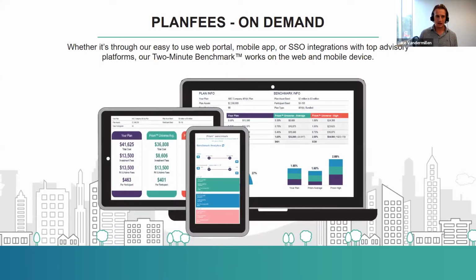So like I mentioned earlier, PlanFees is created to be an on-demand, concise and revealing report structure that you can utilize really just at a moment's notice. PlanFees is integratable with laptops, iPhones, mobile apps, all of that's available. So even if you're just sitting there in a meeting on your phone, you could pull something up and send it to your plan sponsor and take a look at the fees right then and there. So it's easy to run in under 2 minutes for the benchmark.